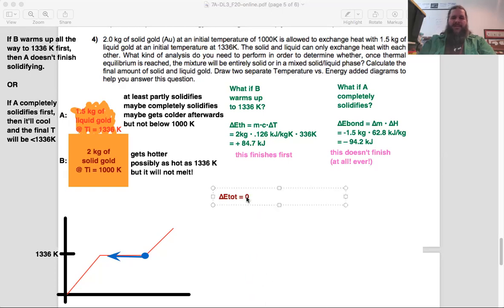We can expand that delta E total into delta E thermal for object B and delta E bond for object A. And for delta E thermal of object B, we could write out the formula m c delta T, but the thing is we already calculated that. We know that object B really does complete the 84.7 kilojoules. So we know that delta E thermal of object B is plus 84.7 kilojoules.